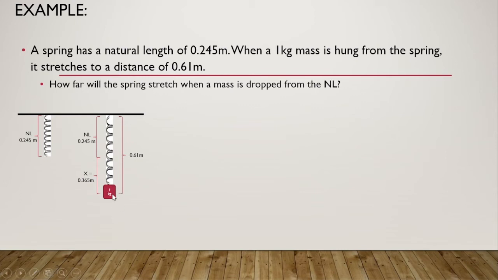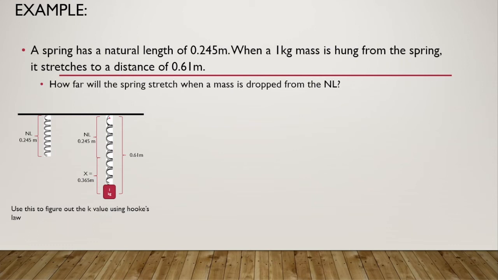It's in equilibrium. So it's not moving, forces are balanced, right? We remember what that means, and we'll take a look at it later. But we want to figure out, what if we put the mass right here and just drop it? What's going to happen? How far is it going to stretch if it's just dropped from this natural length? So in order to do this, we need to figure out the K value using Hooke's law.